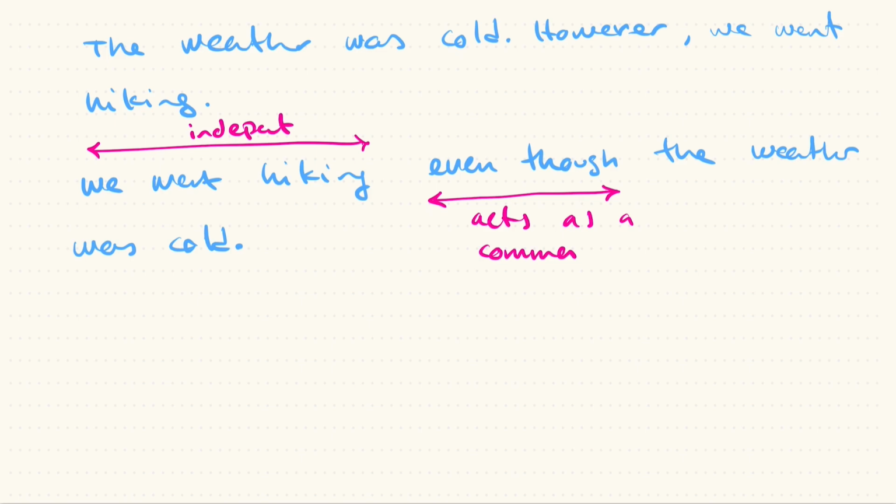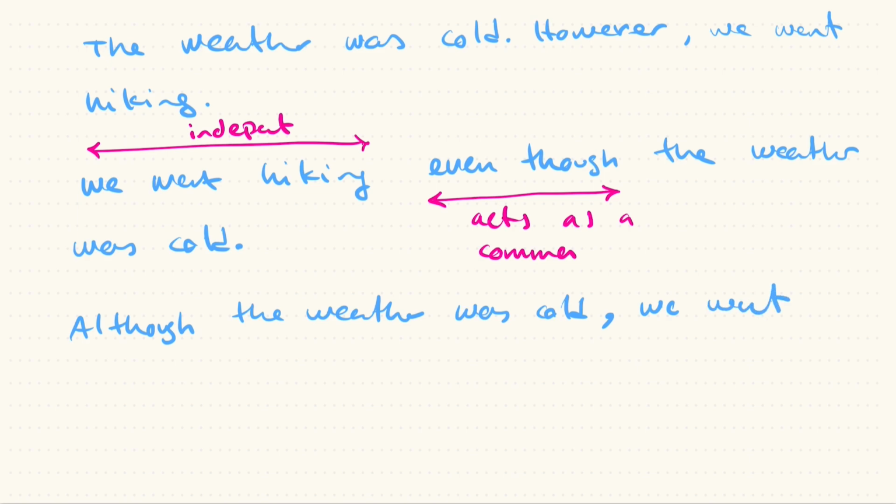However, if you write it the other way, for example, if you write although the weather was cold, then you need a comma here. We went hiking. So this comma here is very important, and you want to pay attention to this. Sorry, let me read it again. To this phrase here, to this clause here.